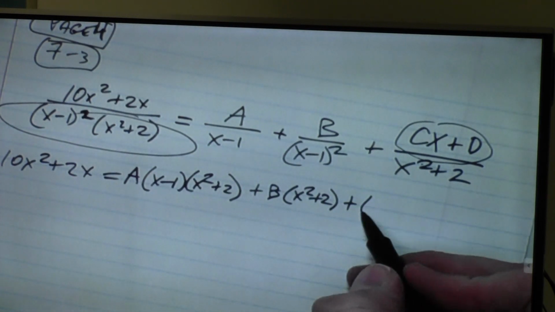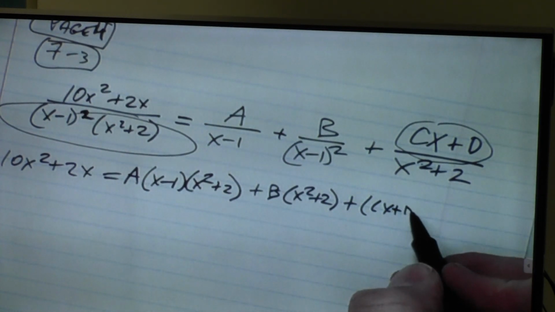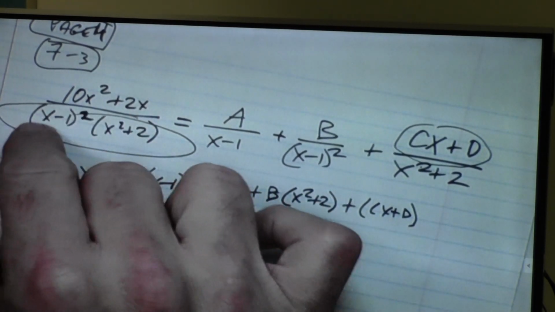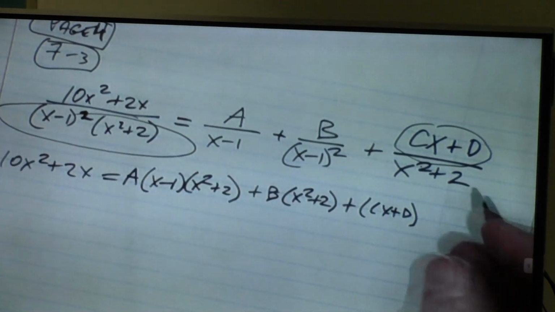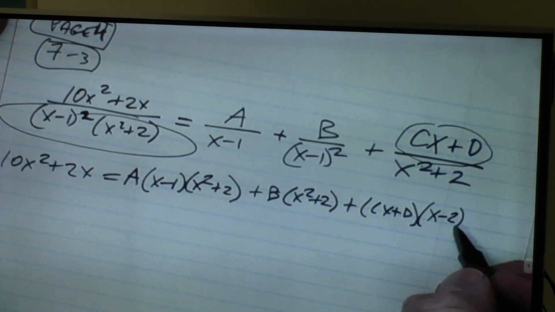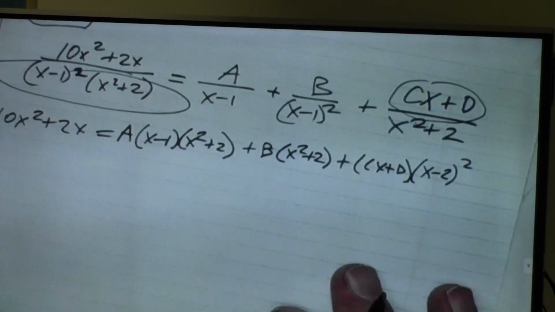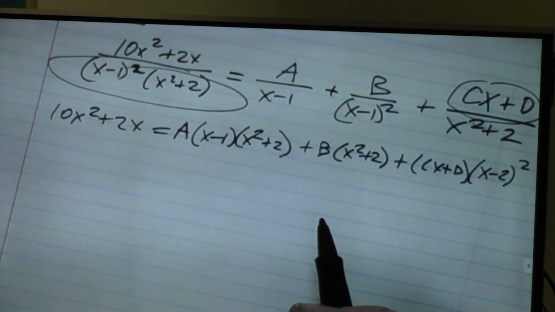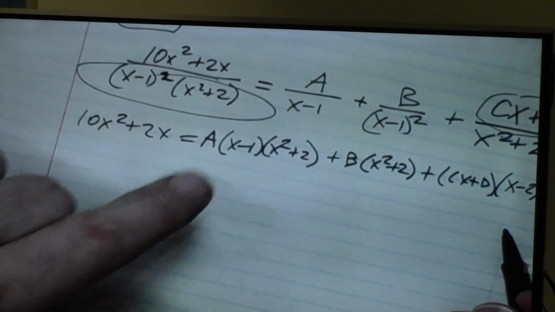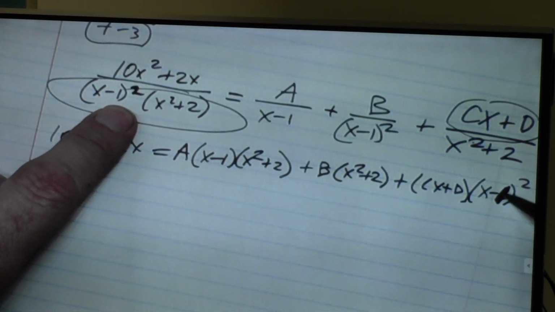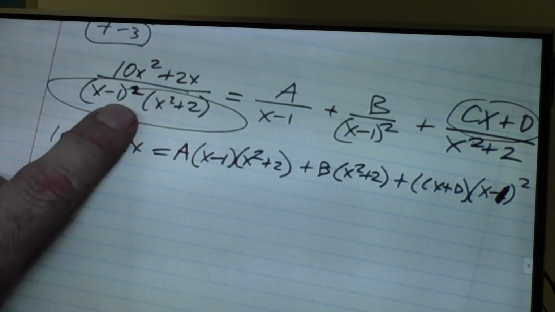Now on the next one, we're going to have the cx plus d. The x squared plus 2 cancels out with that, but this part has to multiply to it. So it's cx plus d and x minus 2 squared. Oh, minus 1, thank you. Yeah, okay, thank you.